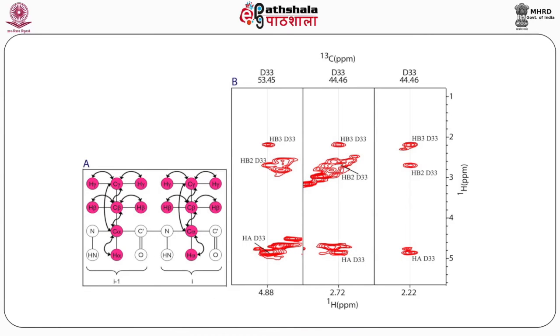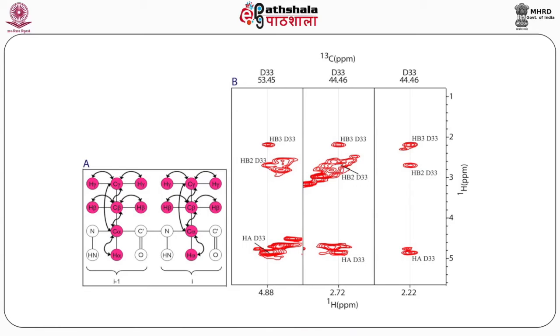So, here what you see is that in the left strip, you have at the bottom labeled HA D33. So, a combination of CA D33, HA D33 gives you the diagonal peak in HCCH TOCSY, and this diagonal peak has 2 cross peaks, and these cross peaks are labeled as HB2 D33 and HB3 D33.